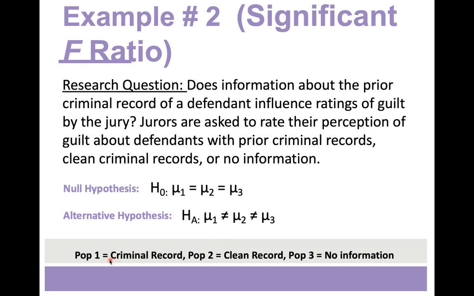We have our 3 populations. Population 1 is defendants with a prior criminal record. Population 2, defendants with a clean record. Population 3, defendants with no information, right? We are oblivious to their prior criminal record.